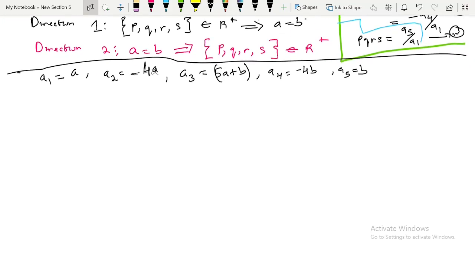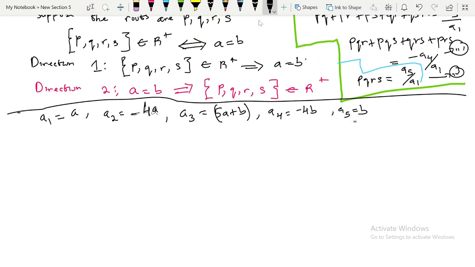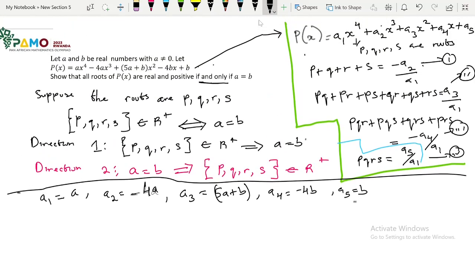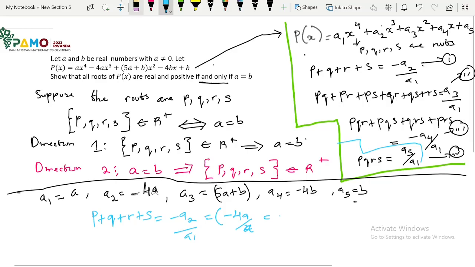So if we use that now, we have something like this. Okay, so we have that P plus Q plus R plus S. We said is minus A2 over A1, which in this case will now be minus 4A over A, which is minus 4A, sorry. Let me clean this.